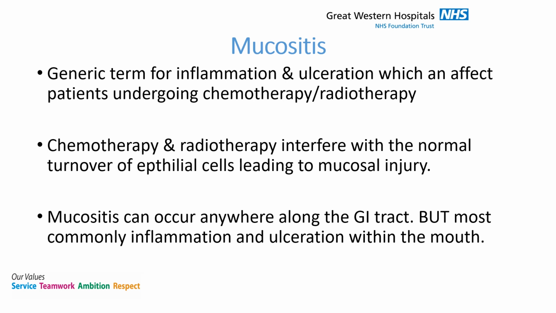So I'm just going to go on and talk about mucositis. Mucositis occurs because of the effects of chemotherapy, and it's the generic term for the inflammation and ulceration of patients, not only their mouth, but from their mouth right down to their bottom, which can occur due to the effects of chemotherapy, or in some cases radiotherapy. The reason for this is that it interferes with the normal turnover of the cells, which causes injury to the mucosa. And as I said earlier, it can occur anywhere along the GI tract, but most commonly we see inflammation and ulceration within the mouth.